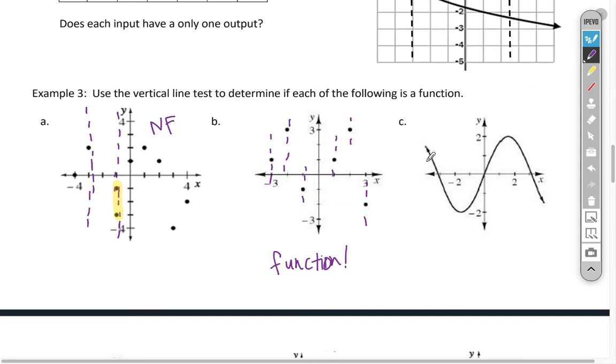Let's look at C. So imagine taking a vertical line and drawing it across. So let's just do a few examples here. Vertical lines. Are we touching more than one point at any time on this function? We're touching 1 point here, 1 point here, 1 point here, and 1 point here. So even though it's kind of a different looking graph, it's still a function, right? This is a function. We're not touching any more than 1 point at a time.